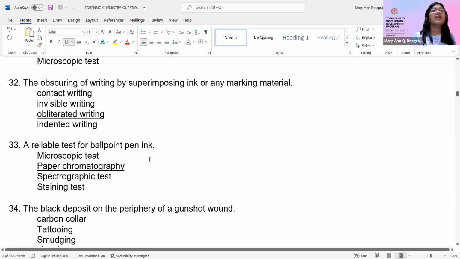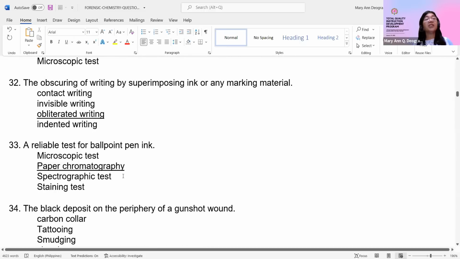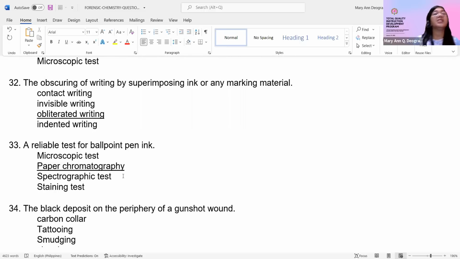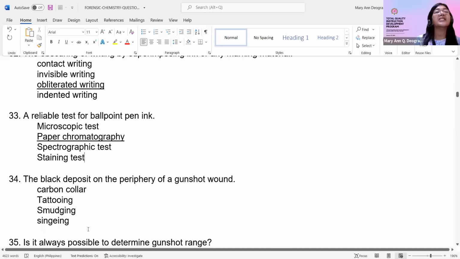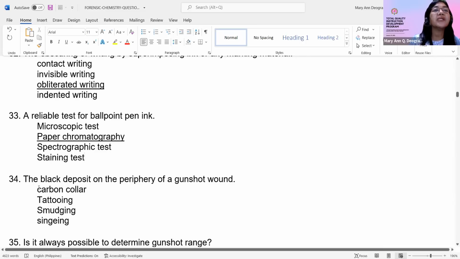Okay, next, the black deposit on the periphery of the gunshot wound. Is it carbon color, tattooing, smudging, or singeing? Letter, naku, hindi niya nakuha. Letter A ang sagot. Black deposit dun sa mismong pinaka-gunshot hole.